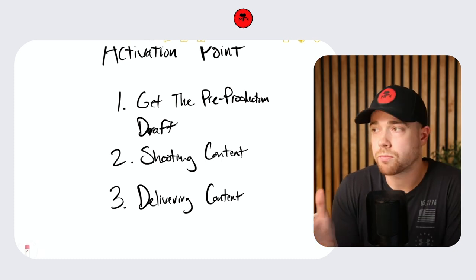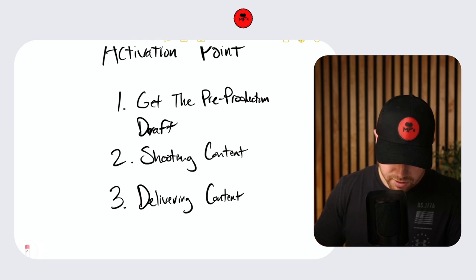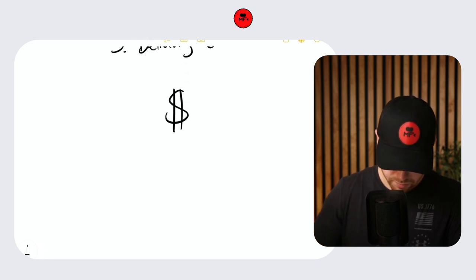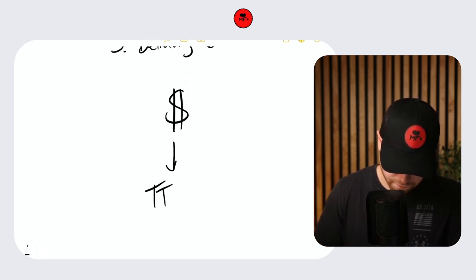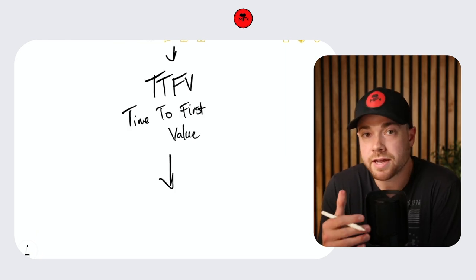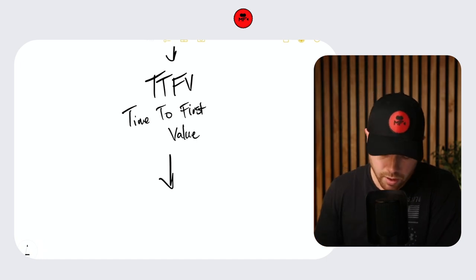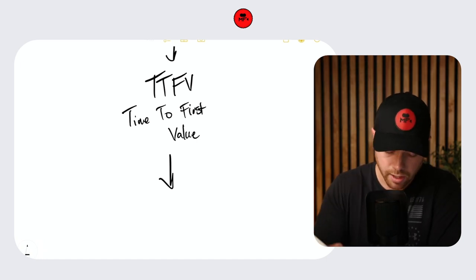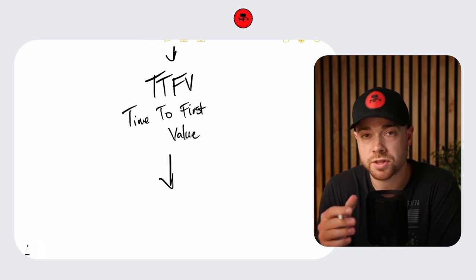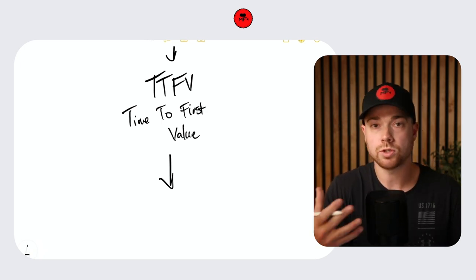Now, the reason these are important is because when somebody buys from you, this is money, there's something called time to first value, TTFV. When someone buys from you and then they get nothing for a very long period of time, they're going to be upset with you as a customer. What we want to do is shorten that timeline from when they buy from you to when they get the first value from you. And value would be something that's useful, right?